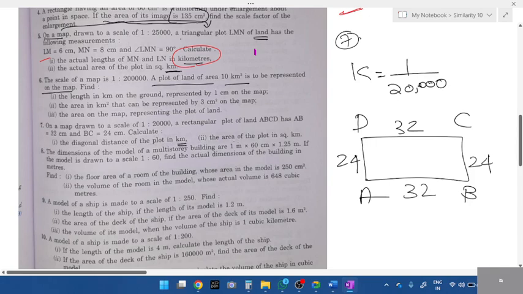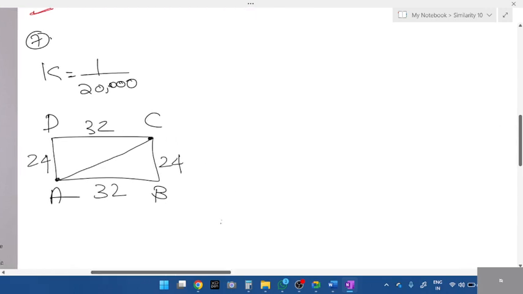Kilometer is on what? On the map or on the land? Respond. If it is given in kilometer, it should be on the land, right? Okay. If you want to find on the land, which diagonal do we need to find first? We need to find the diagonal on the map. Right? So first question: calculate the diagonal distance of the plot in kilometers. Diagonal on map. What is the diagonal formula, students?